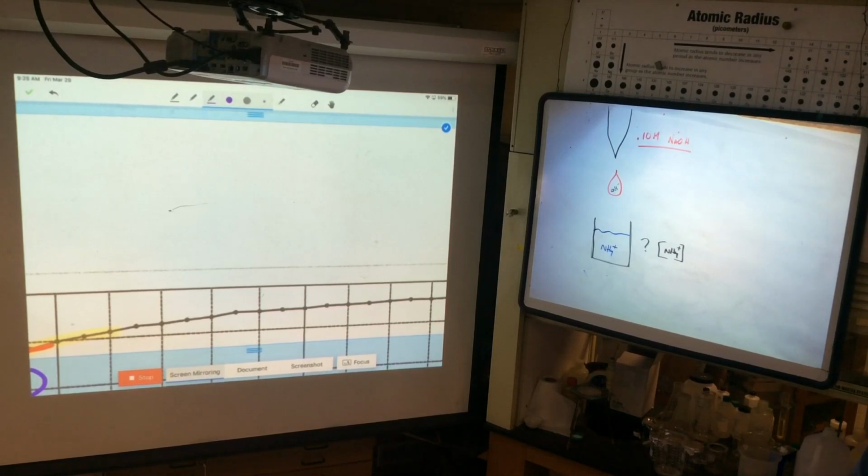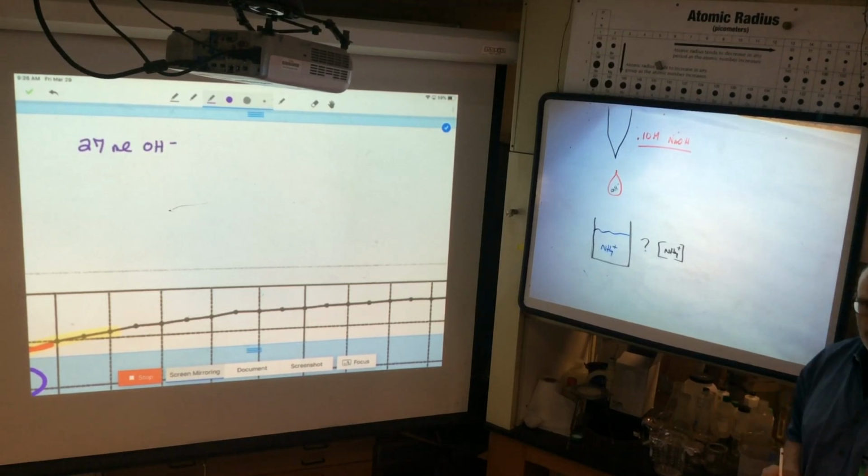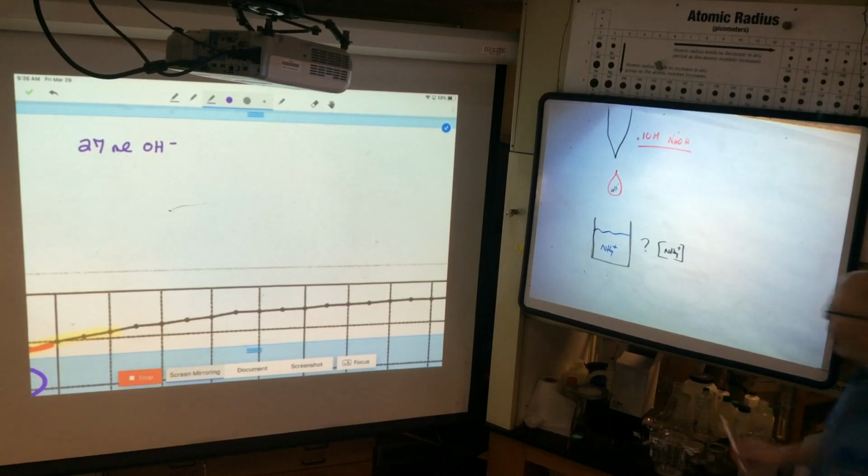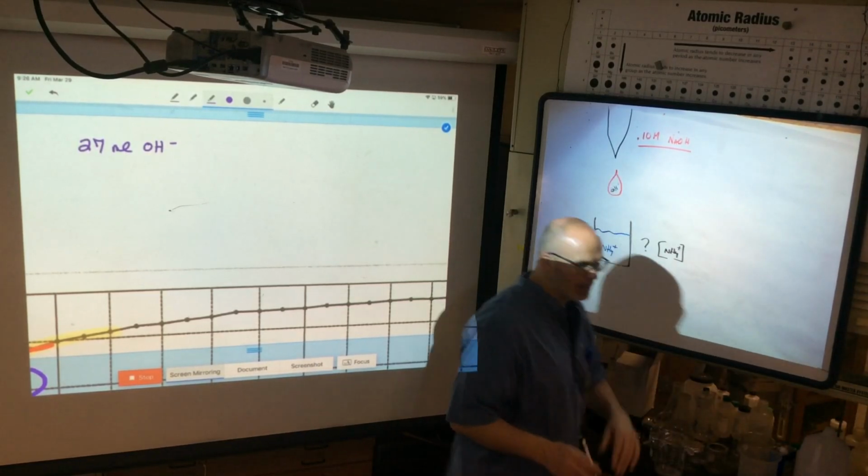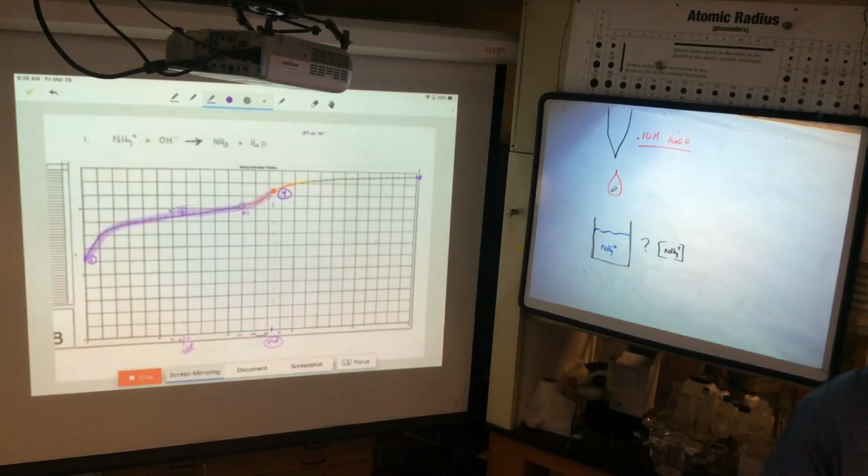Okay, so what was the volume at the equivalence point? 27. So we had 27 milliliters of hydroxide that was added. Party people, this link: I want moles of hydroxide. How many OH minuses were dropped and needed? The equivalence point is telling me what?